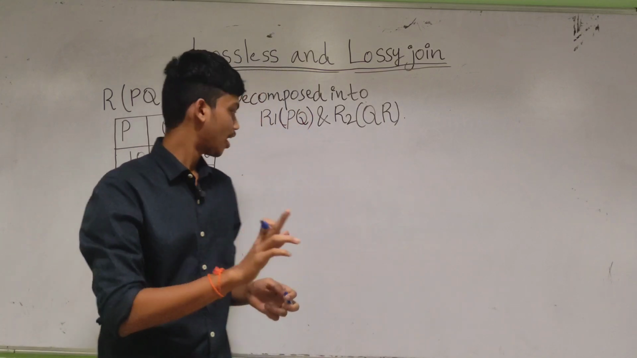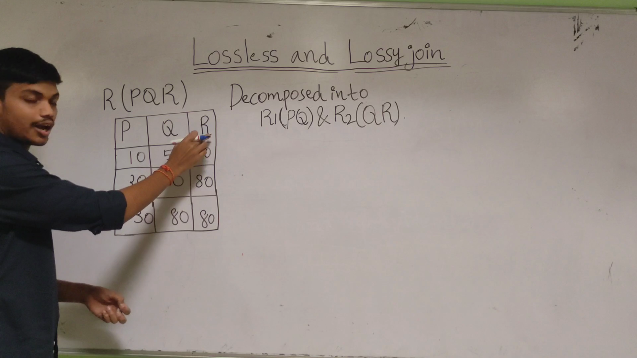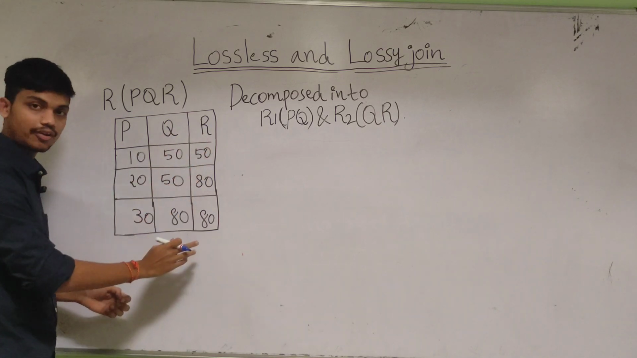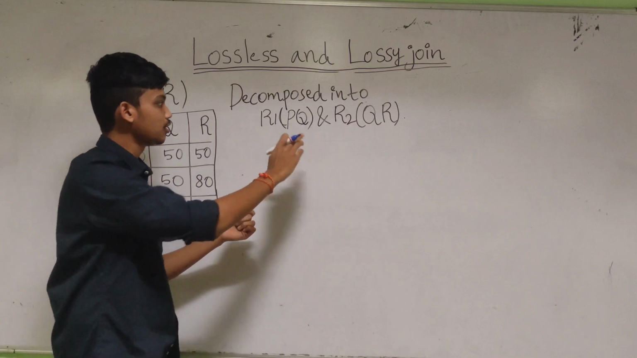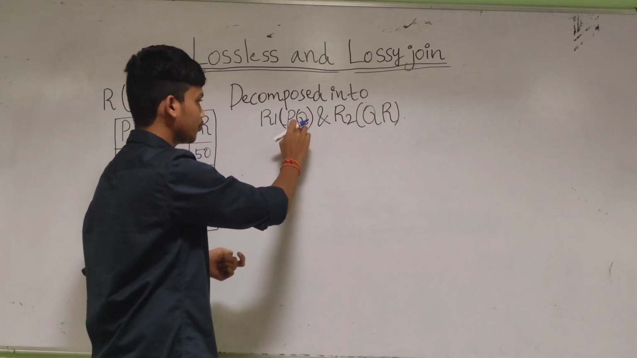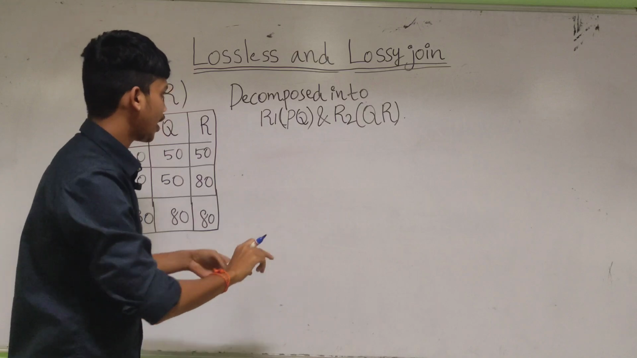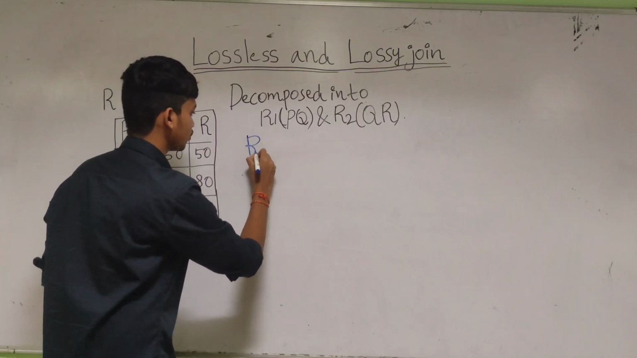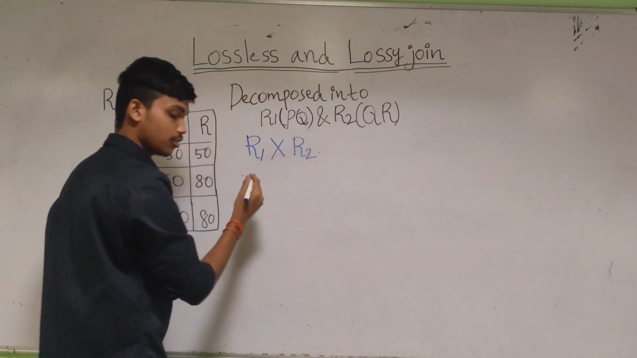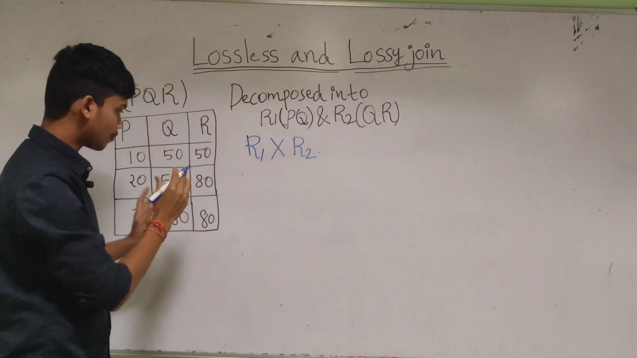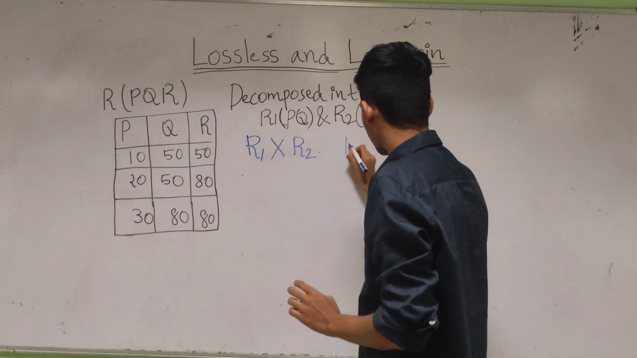Now look here, I am doing the cross product of this table. P, Q, R are the attributes of this table, with values like 10, 50, and I have decomposed this relation into two relations, R1 and R2 respectively. R1 has attributes P, Q and R2 has attributes Q, R. Now I am performing R1 cross product R2. While performing the cross product, just observe very carefully. This is the R1 table, I am writing it here.